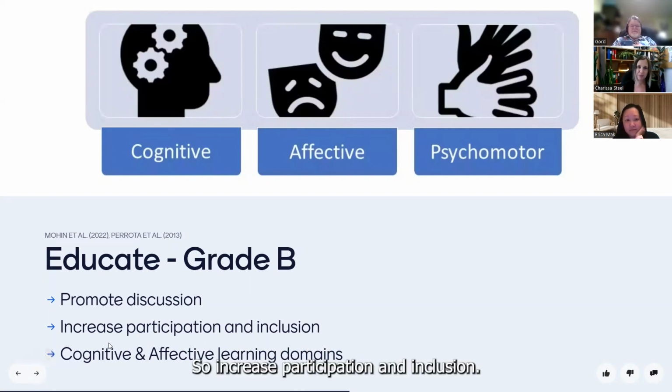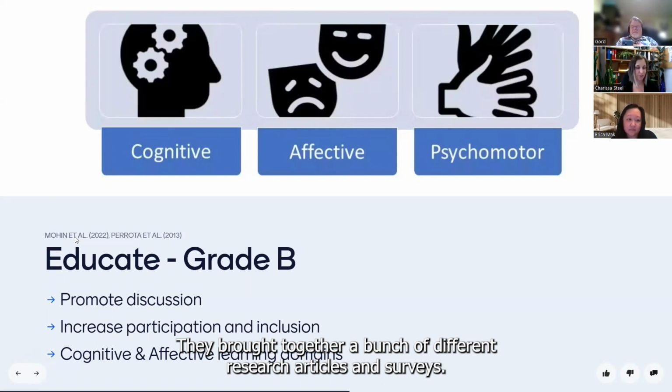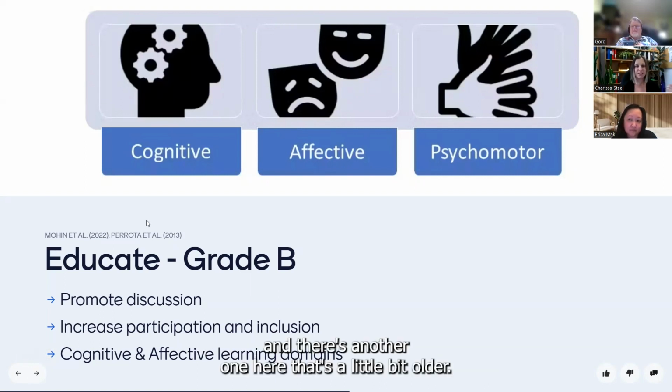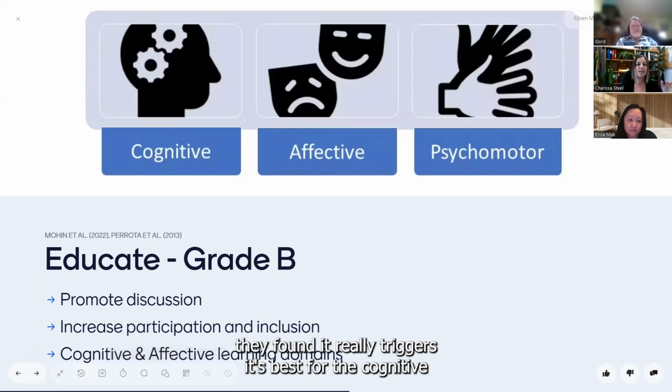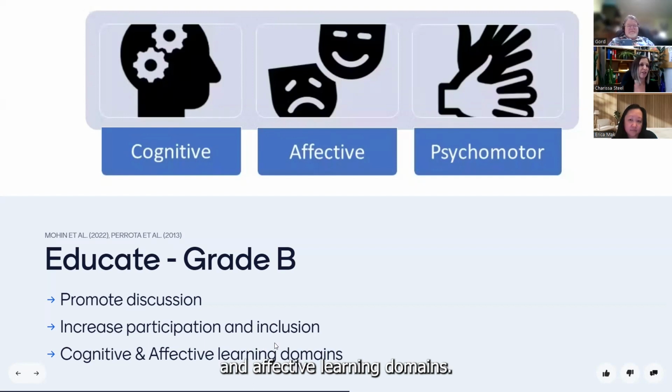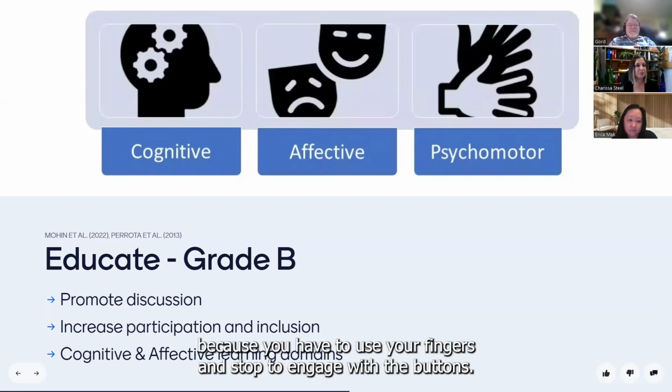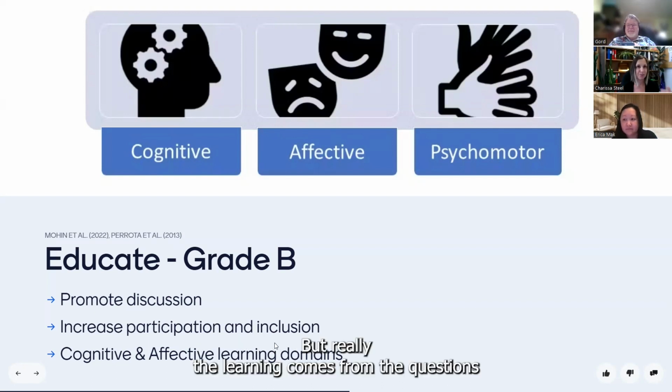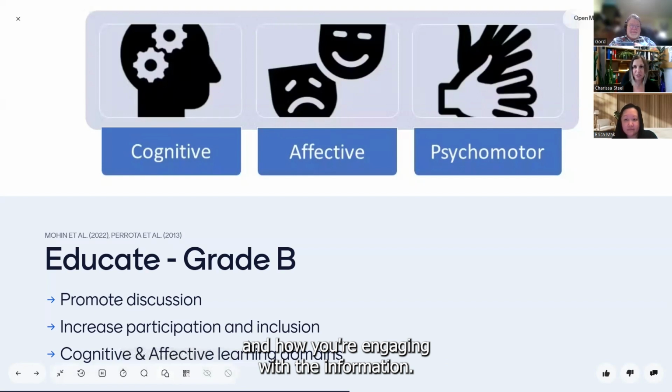So increased participation and inclusion. Moen and Al did a bunch of research. They brought together a bunch of different research articles and surveys. And there's another one here that's a little bit older. They found it really triggers, it's best for the cognitive and affective learning domains. I mean, it engages the psychomotor because you have to use your fingers to engage with the buttons, but really the learning comes from the questions and how you're engaging with the information.